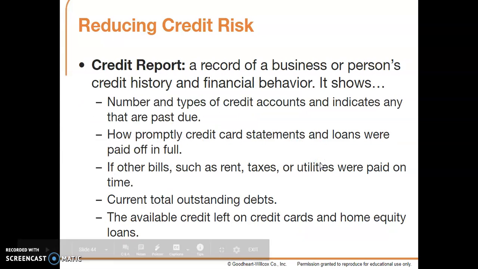Now, the credit report, which I just talked about, there are a couple of different credit bureaus that create credit reports, and that's a record of a business or a person's credit history and financial behavior. It's going to give a consumer a score, usually up to 850, and it lists the number and types of credit accounts and indicates any that are past due. It shows how promptly credit card statements and loans were paid off in full, if other bills such as rent, taxes, or utilities were paid on time, and then the total outstanding debts.